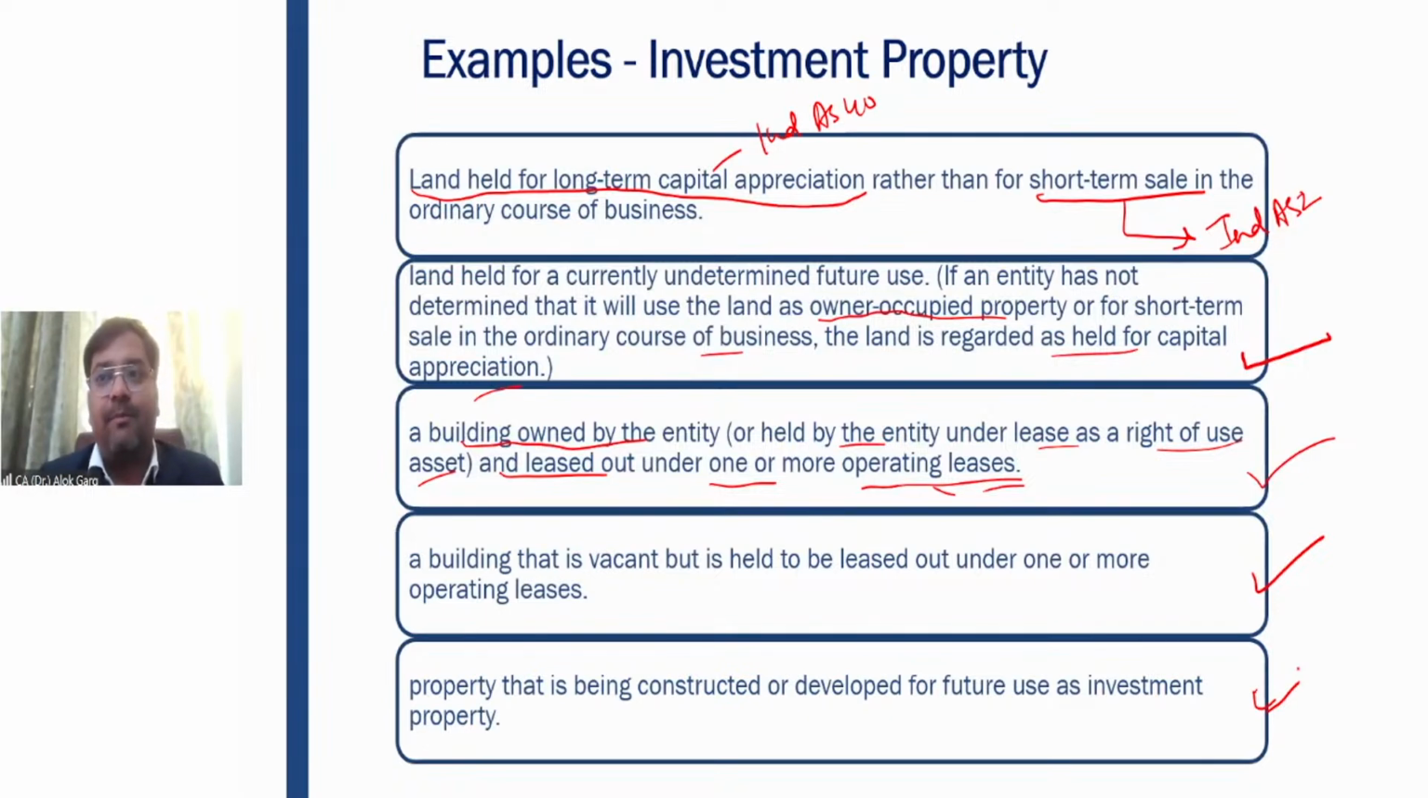But what happens if the company has purchased land and is doing the construction for the purpose of using it in the business, like using that building as an office headquarters or as a factory? In that case, it will not be investment property, it will be PPE.